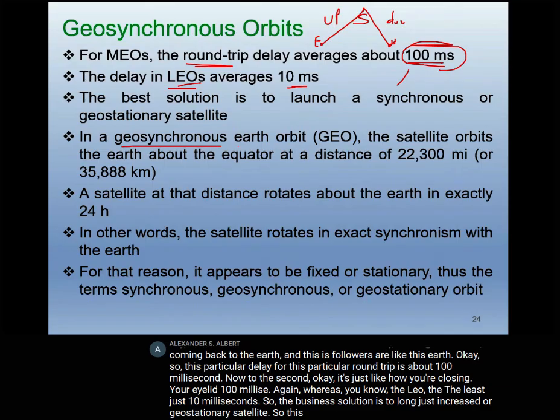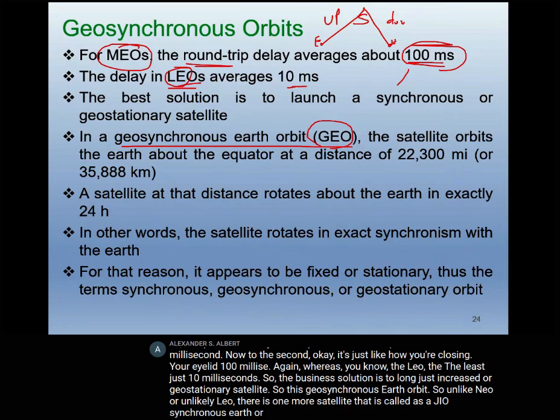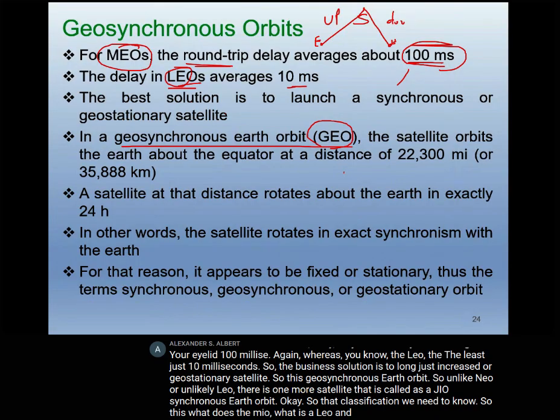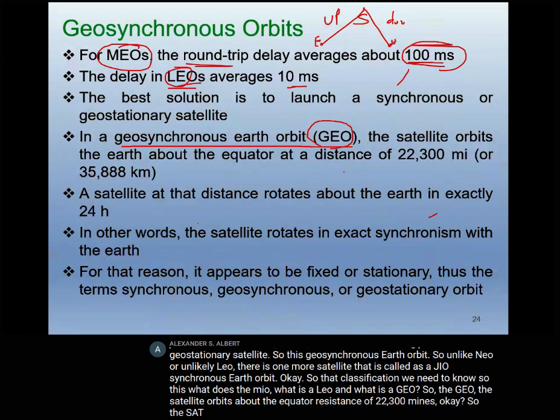This is the geosynchronous Earth orbit. Unlike MEO or LEO, there is one more satellite called the geosynchronous Earth orbit. So that classification we need to know: what is a MEO, what is a LEO, and what is a GEO. In the GEO, the satellite orbits about the equator at a distance of 22,300 miles. The satellite at this distance rotates around the Earth in exactly 24 hours.